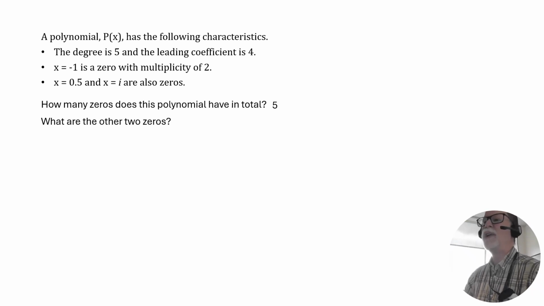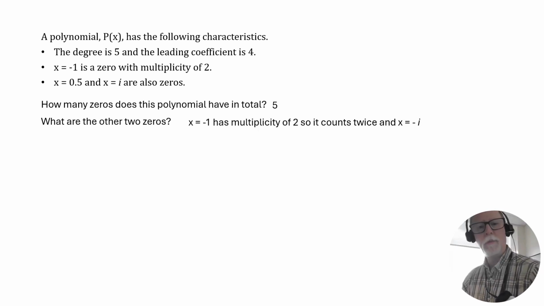Like that. So we've got a zero with multiplicity of 2, which means it is duplicated. So there's one of the missing zeros. And we have an imaginary zero, so the conjugate of it are the two missing zeros. So now we got all 5.